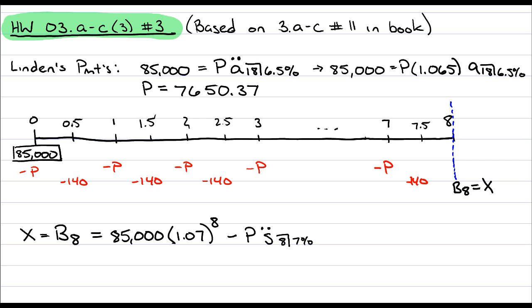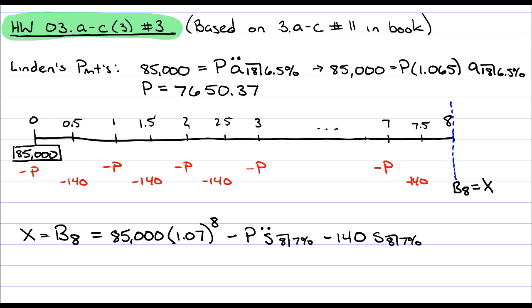Okay, well, I know that's a little tricky, so think about that and let me know if you have any questions. But if you understand that, the next part is easier. Now I need to take the accumulated value of the payments of 140. So these are going to reduce the overall balance. So I'm going to put minus 140. I'm accumulating these forward, so I'm going to use an S. There are 8 of these payments, 1 in each year through years 1 through 8. So from time 0.5 to 7.5, there are a total of 8 payments. So I'm going to do 140 s-angle-8 at 7%.